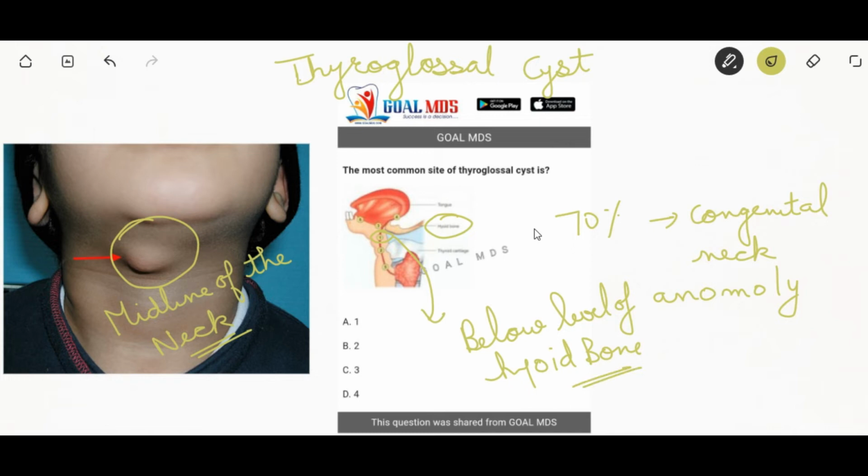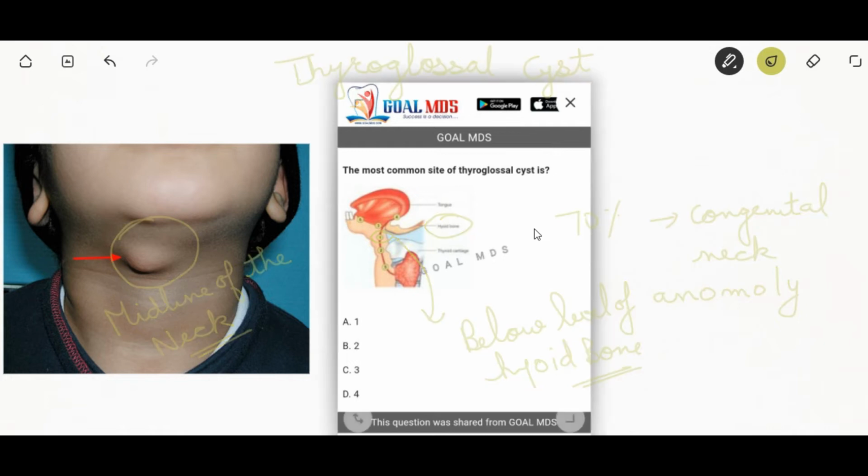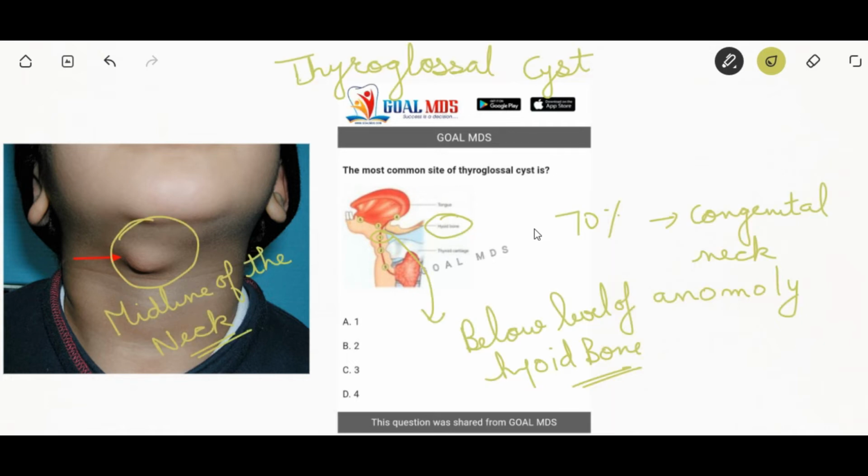So they are located in the midline, tucked next to the thyroid cartilage. Now, how can you diagnose this? You can diagnose by the history collection or physical examination.